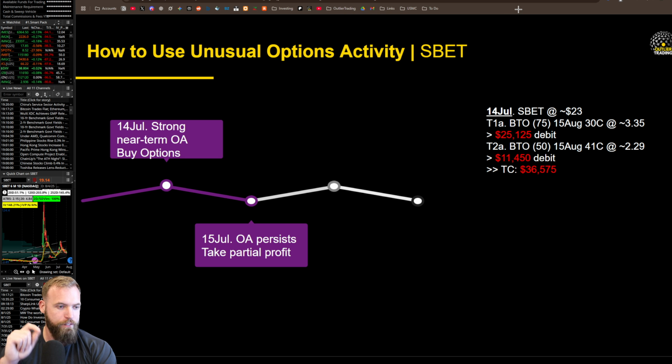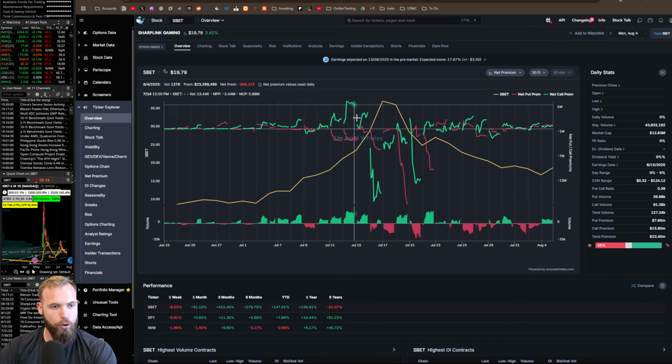So then on 15 July, the options activity persisted. It did start to slow down a little bit. So I chose to take partial profit. So if we take a look at the 15th, we can see that this options activity continued. And most importantly, I didn't see these getting unwound. How can I see if these are getting unwound? I can look at the individual options chain.